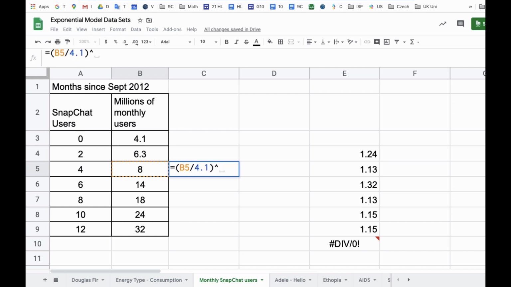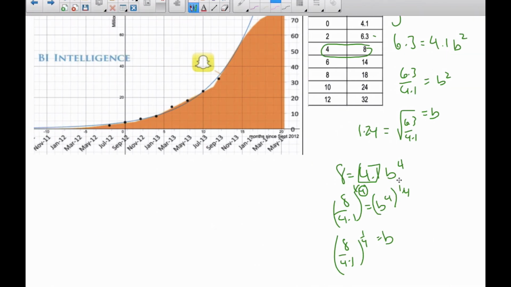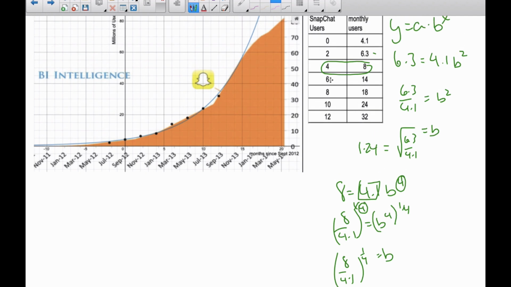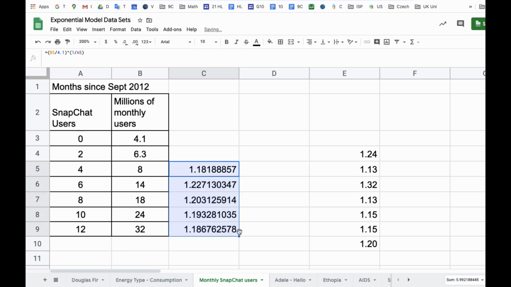But I now need to make it to the power. How did I get this 1/4? Well, that comes from here, and that was my x value. So it's 1 divided by the x value. And so that will calculate the b value. And if I do the same thing for this one, I do the same thing all the way down, and I can do the same thing all the way up. Oh, I don't want to divide by 0.